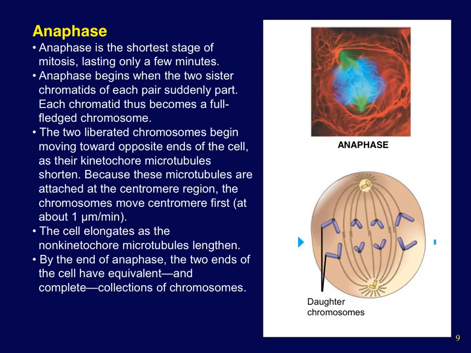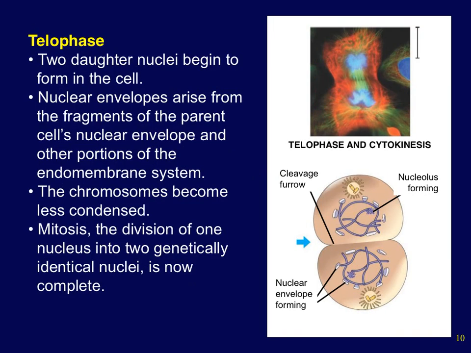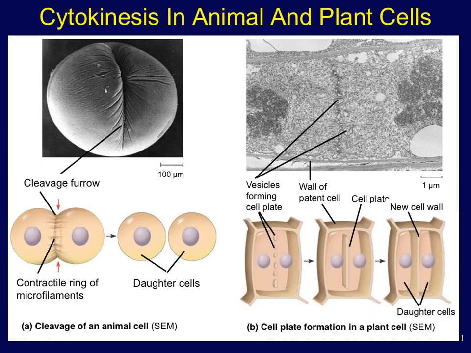Okay? And then, of course, telophase, this is where they split into two daughter cells. They're identical. Okay. You can see the cleavage furrow in an animal cell. This is a plant cell. It's different, it looks different. The wall of a parent cell. So the same thing happens with a plant cell, and you end up with two new daughter cells.